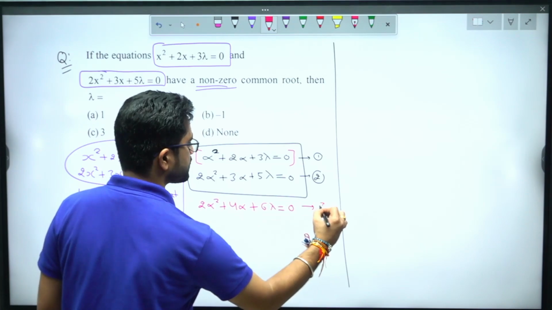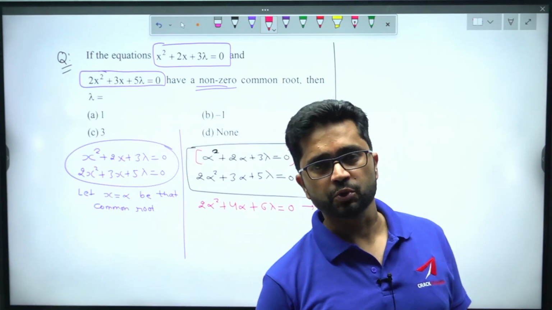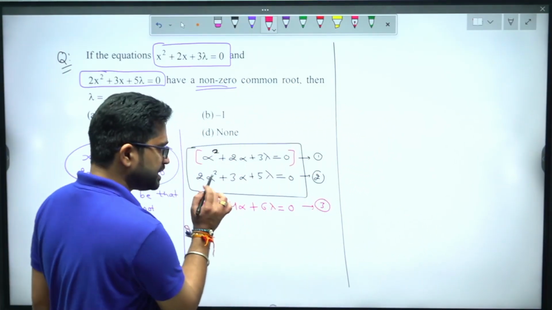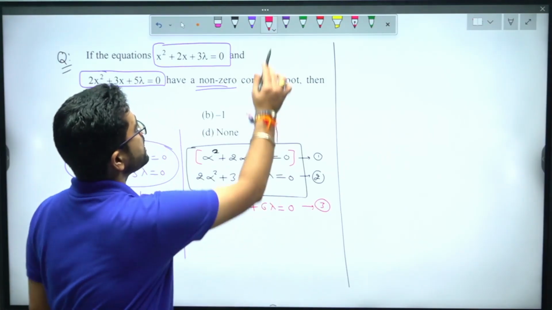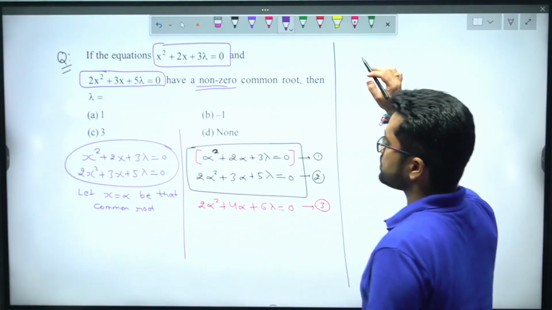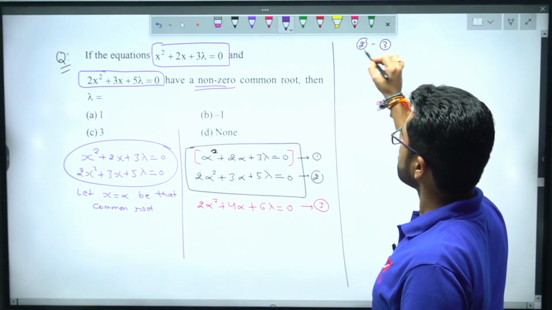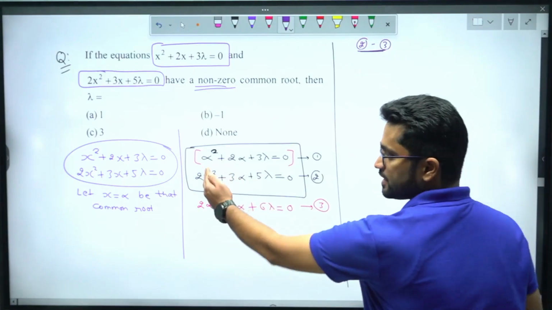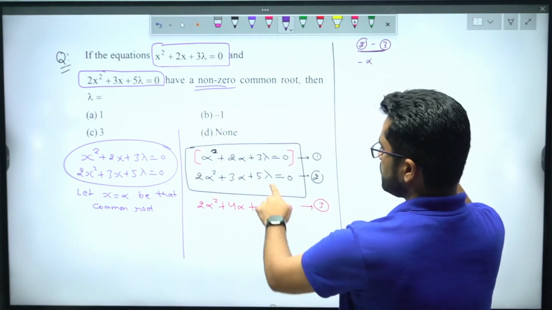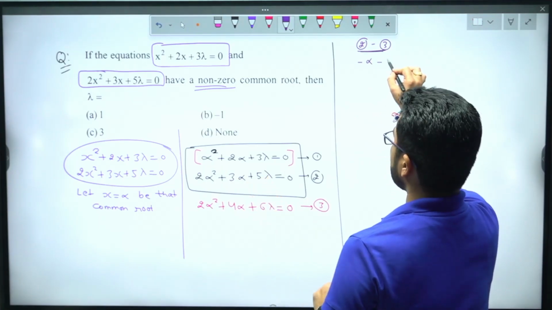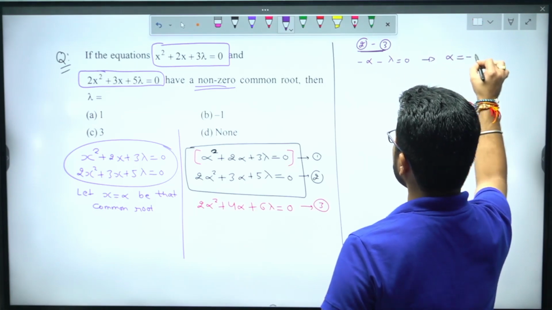Let me label this as equation number 3. I have multiplied both sides of equation number 1 with 2. Why am I multiplying? Because if I subtract it from equation number 2, the 2 alpha square and 2 alpha square will cancel. So, equation number 2 minus equation number 3. What will be the final conclusion? 2 alpha square minus 2 alpha square is nullified. 3 alpha minus 4 alpha is minus alpha, 5 lambda minus 6 lambda is minus lambda, so minus alpha minus lambda equals 0. From here I am getting the value of alpha as minus lambda.